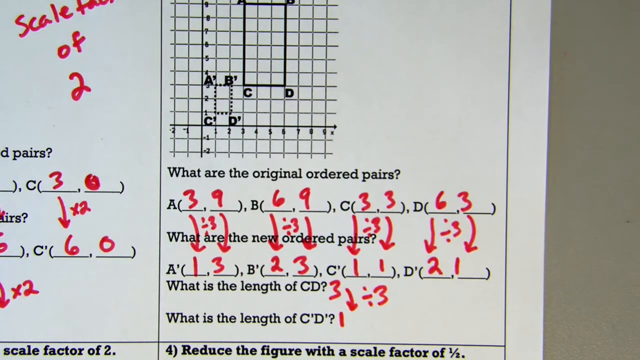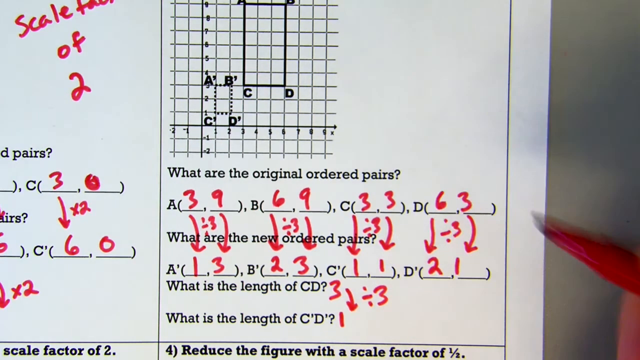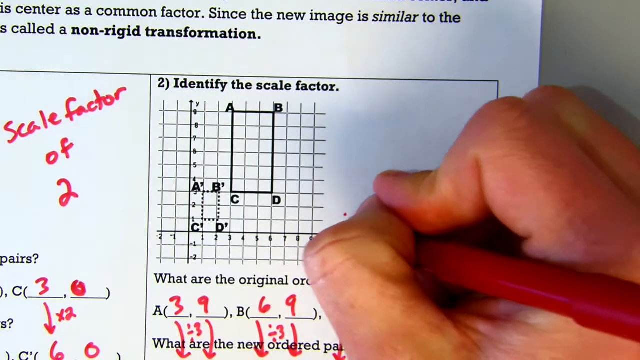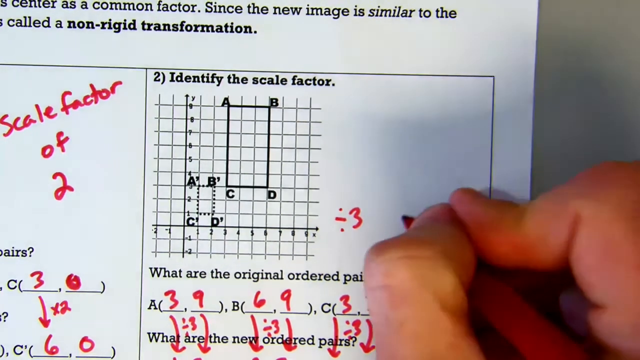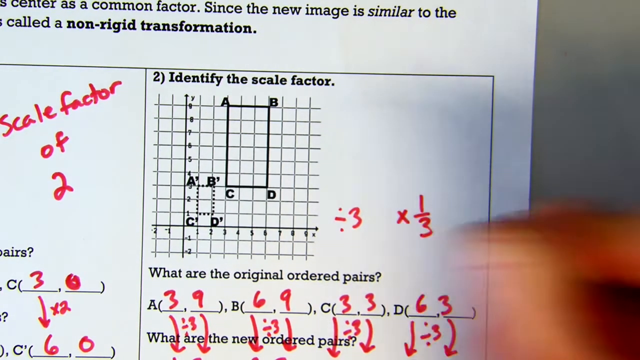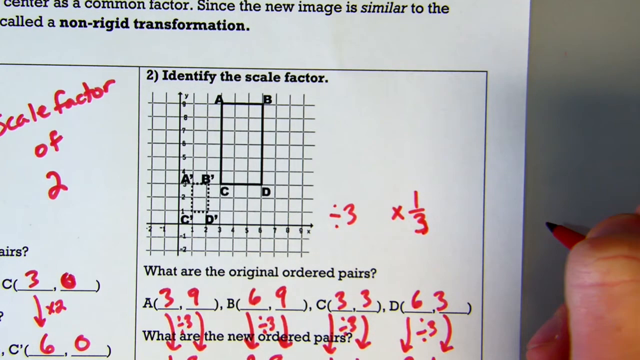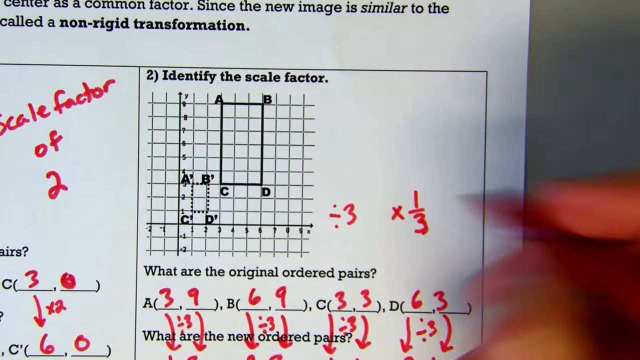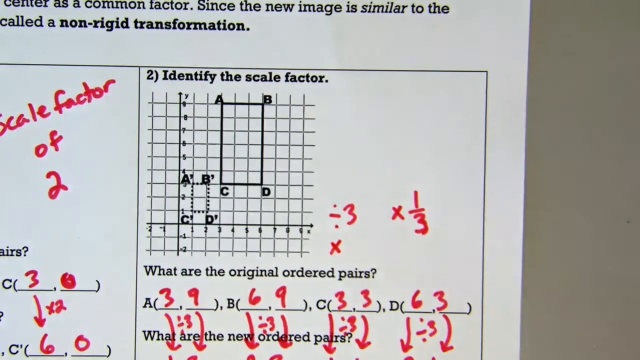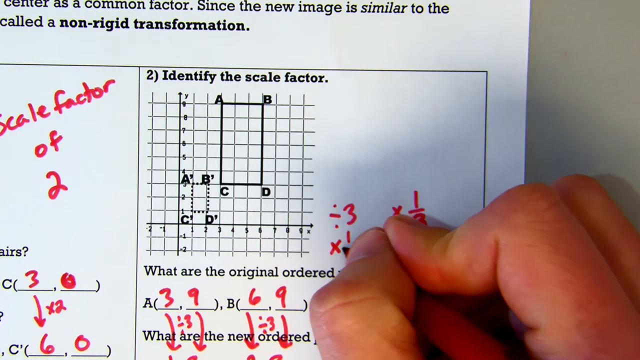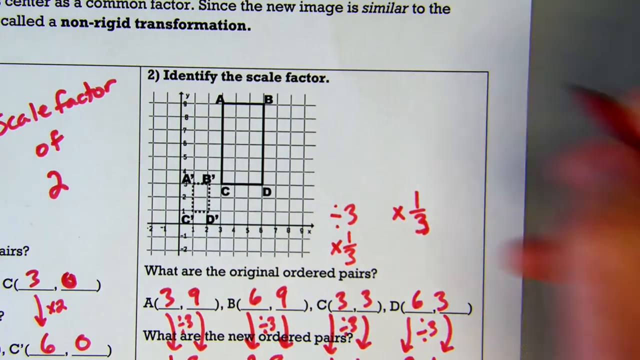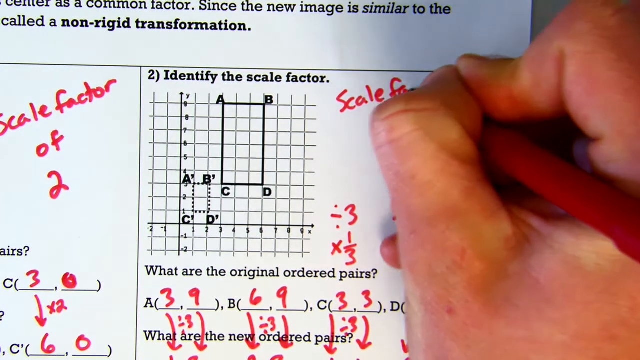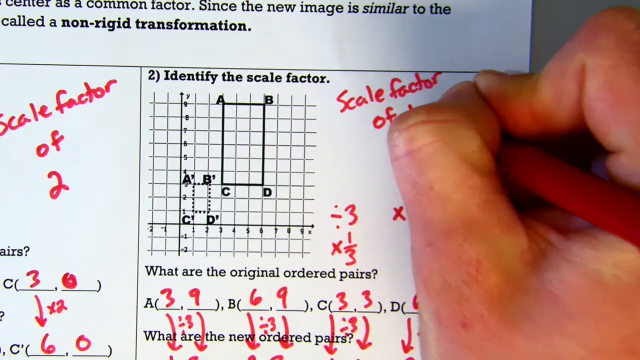Now the key to this one though is that a scale factor is a multiple. So when we talk about multiplying, we're not going to divide. The same thing as dividing by 3 is multiplying by 1/3. If you think of our old fraction rule, instead of dividing, we keep, change, flip. We keep the first number, change our symbol to multiplication, and then flip the 3, so it turns into 1/3. So this one has a scale factor of 1/3.